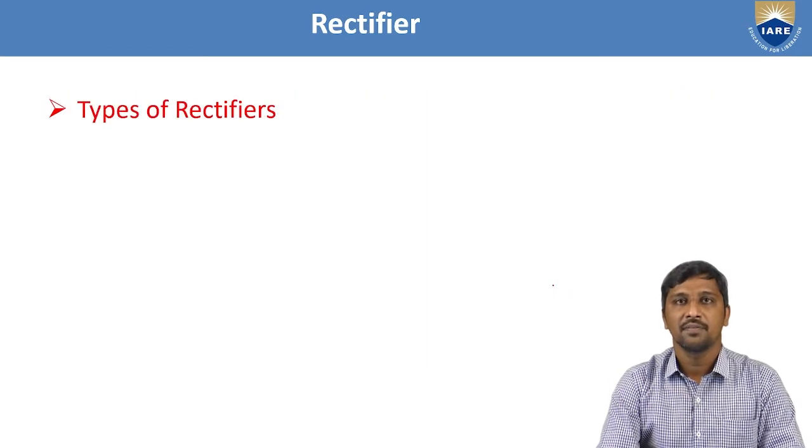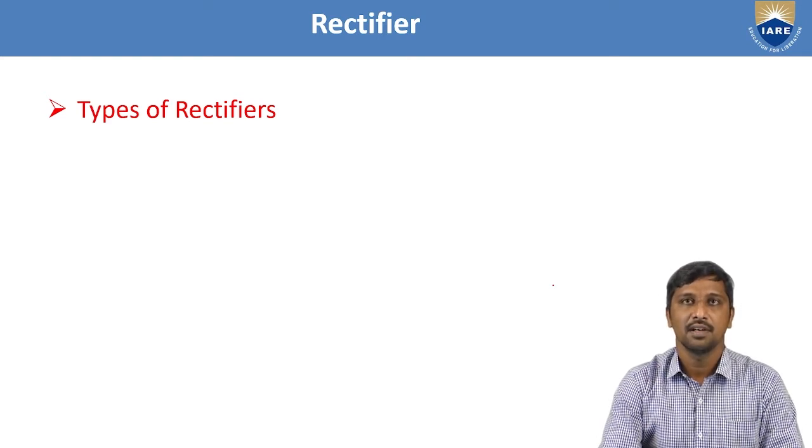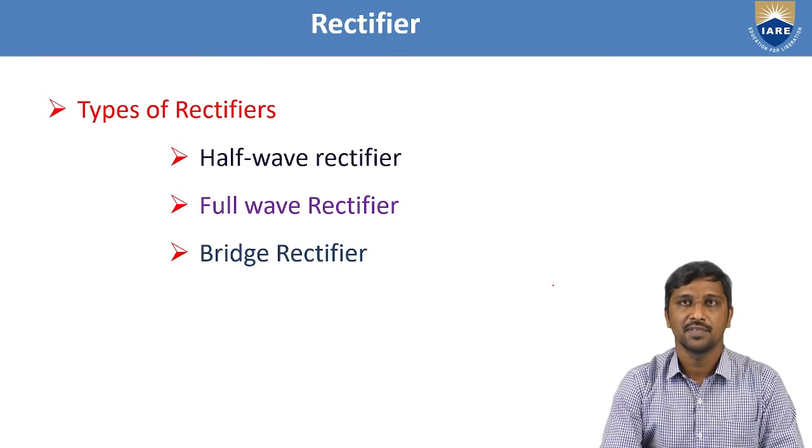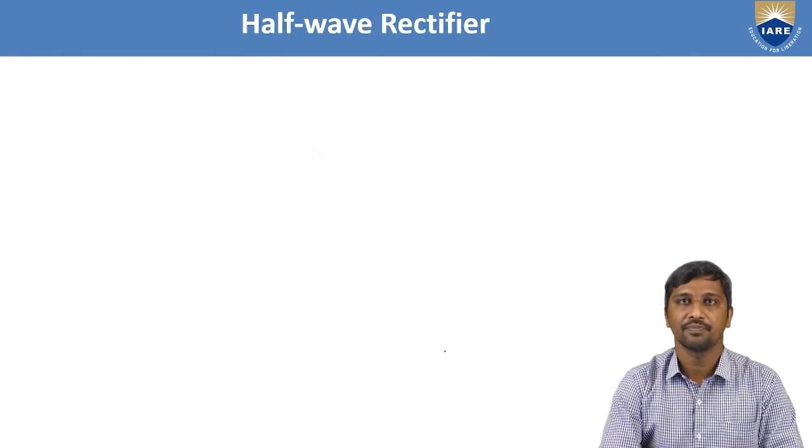Coming to this, we have different types of rectifiers. The first one is the half-wave rectifier, the second one is the full-wave rectifier, and the third one is the bridge rectifier. In today's session, we are going to discuss the half-wave rectifier and the analysis of some parameters related to the half-wave rectifier.